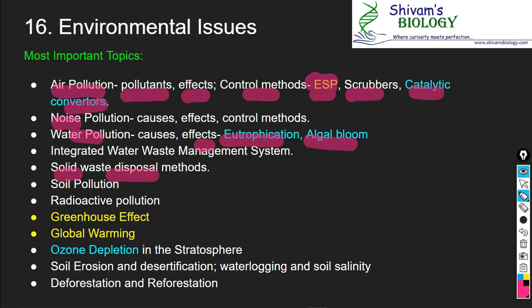Solid waste disposal methods, soil pollution, radioactive pollution. After that, greenhouse effect and global warming is very important. Ozone depletion in the stratosphere is an important topic. Soil erosion and desertification, waterlogging and soil salinity is important. After that, deforestation and reforestation, you already know about that. Various movements like Chipko movement are also important here. So these were the important topics from your class 12th NCERT textbook.